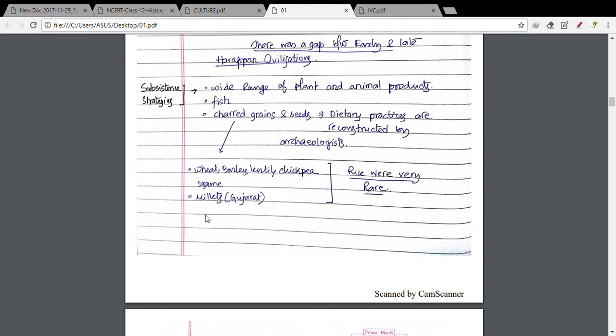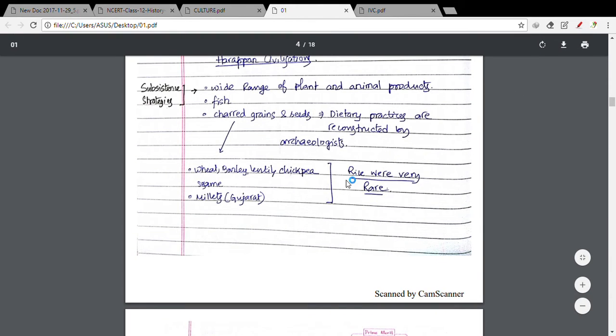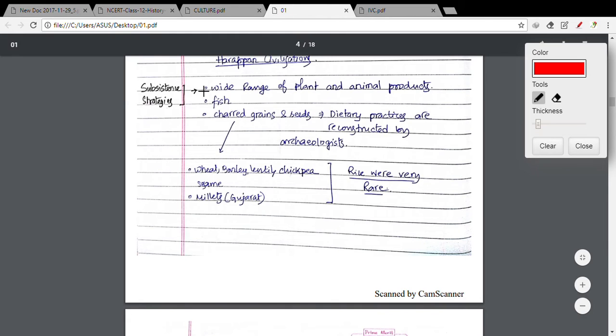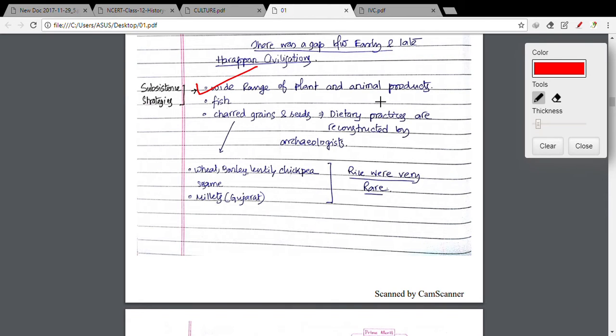Now there were subsistence strategies, strategies on which people lived by. A wide range of plant and animal products were available. Fish was available. Now from the map we can see that the sea is not far away and rivers are plenty, so it is very common that there would be fish.